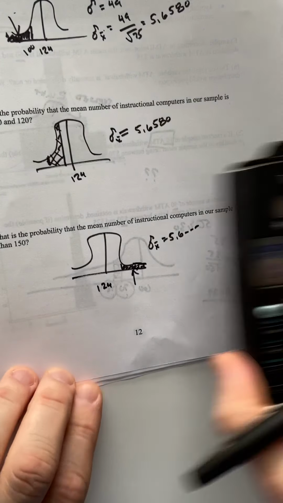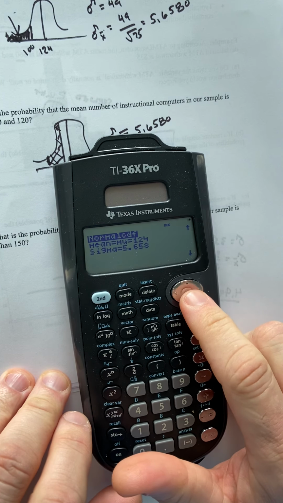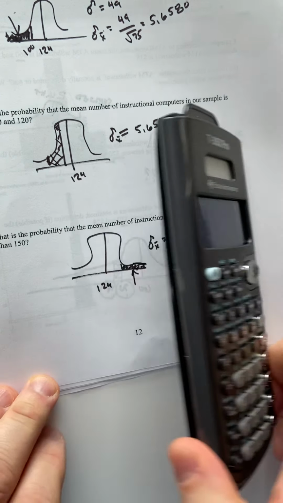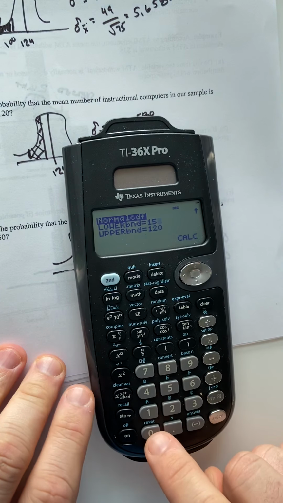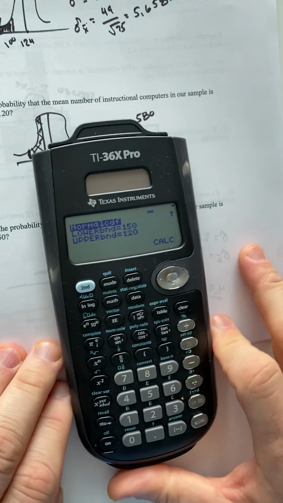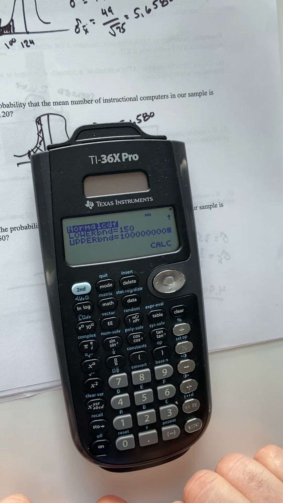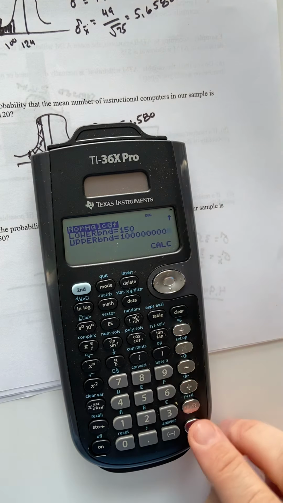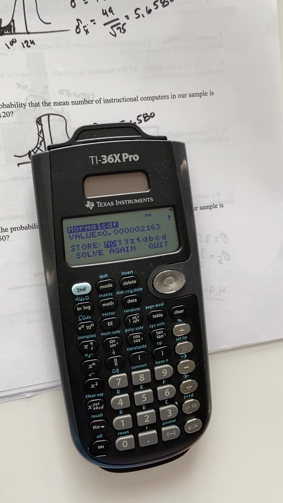And here it comes. 124, same standard deviation. This time, the lower bound is our 150, and our upper bound is positive infinity. That's sufficient. Okay. Remember, when you put negative infinity, don't forget your negative symbol. Here we go. Calculate it. Tiny, just as we suspected.